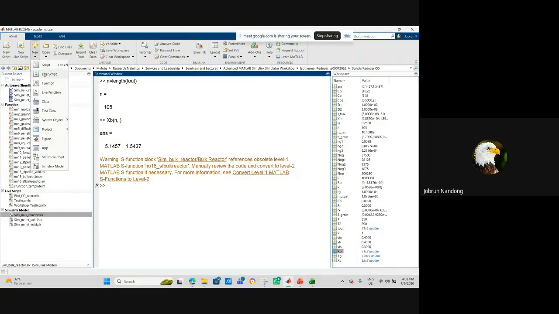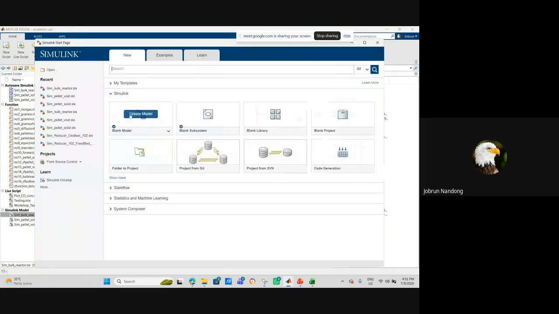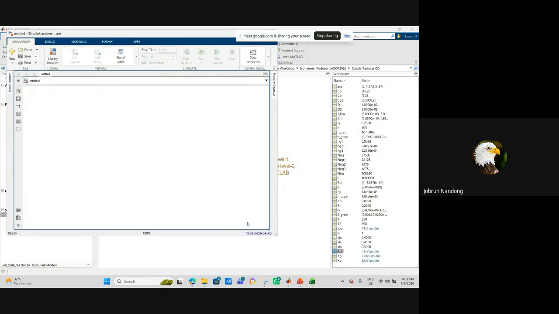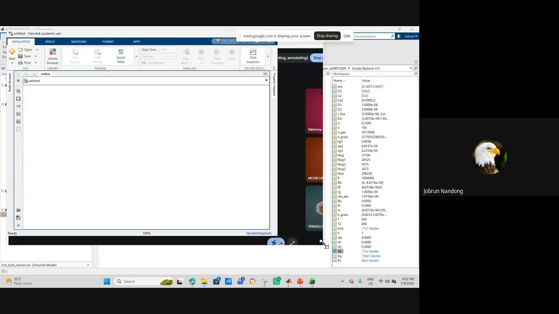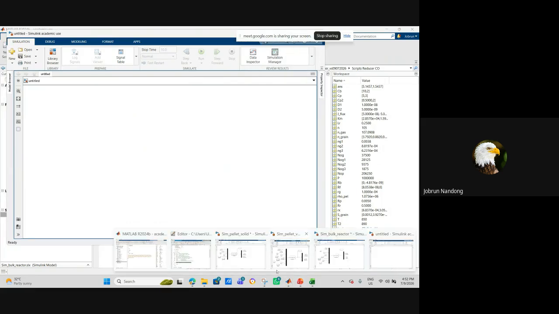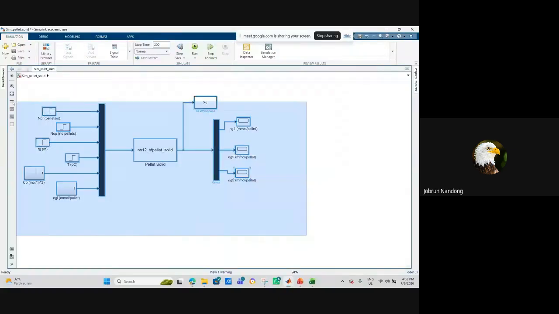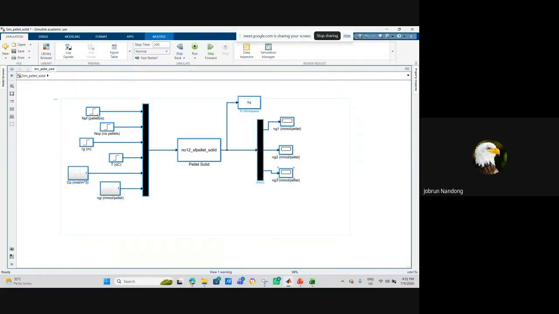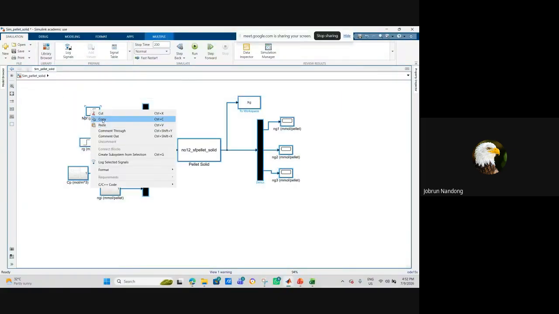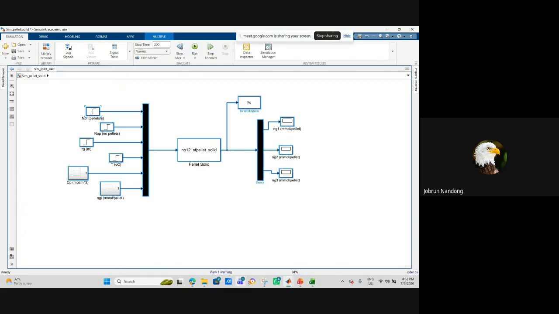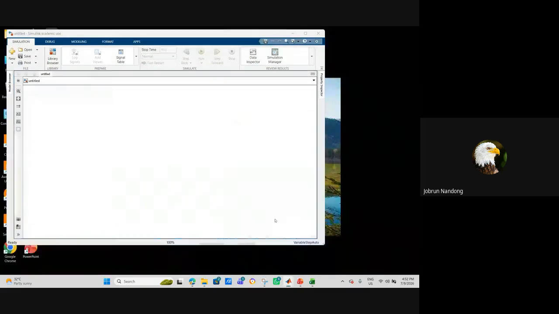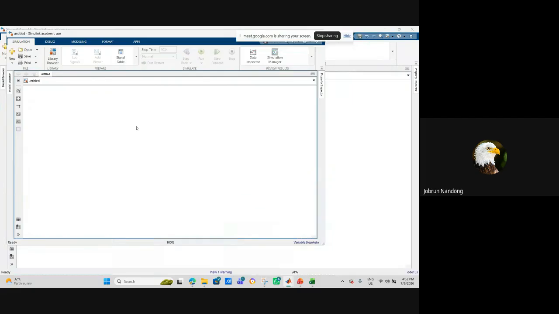So we create a new Simulink model. Let's see whether we can combine it and then no error. Hopefully there's no error. So I'm going to copy this one. Okay, so this is from the Sim palette solid, yeah? Copy this. Then we move on, paste that here.